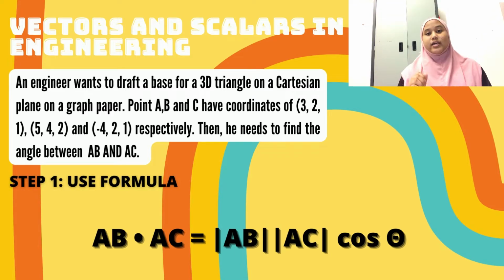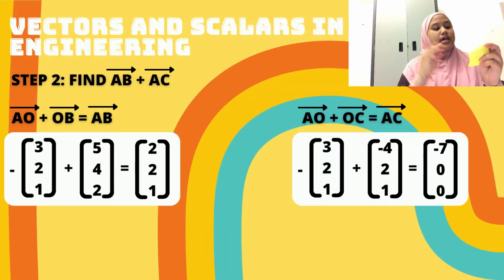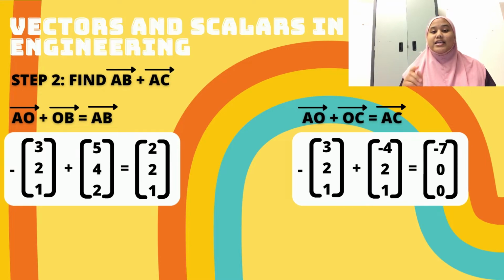First, let me read the question. AB dot AC equals magnitude AB times magnitude AC times cos theta. In order to find AB, you have to find AO plus OB. How do you find AO plus OB? AO is (-3, -2, -1). Why negative? Because point A starts from O, which is OA, and OA is (3, 2, 1). But if we change the direction in a vector, you have to add a negative in front of it. So negative (3, 2, 1) plus (5, 4, 2) equals (2, 2, 1).